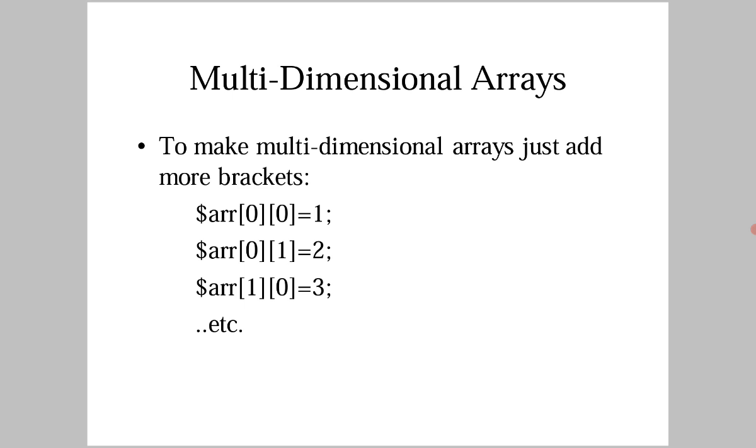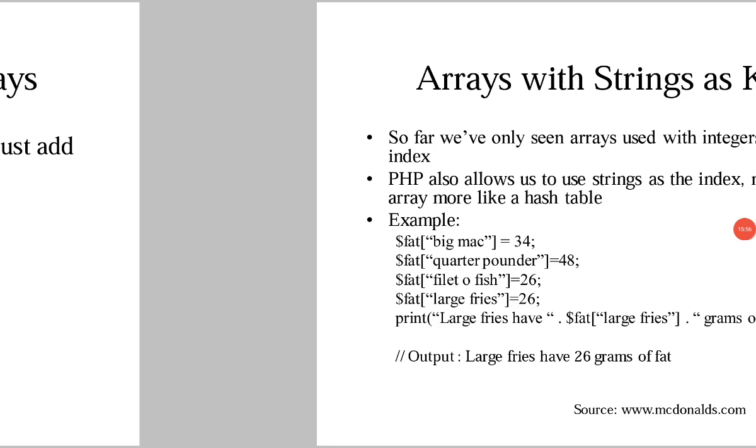So multi-dimensional arrays. As in C, C++, Java, PHP also contains two types of arrays, single dimensional arrays and multi-dimensional arrays. To make multi-dimensional arrays, just add more brackets. Generally multi-dimensional arrays have two subscripts, one for rows and one for columns. So the syntax of the multi-dimensional array is $arr[0][1]. The first subscript references the row, and the second subscript references the column. So we may use one-dimensional arrays, two-dimensional arrays, or even three-dimensional arrays also.